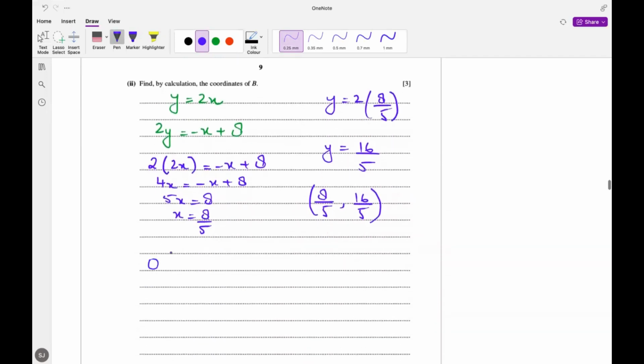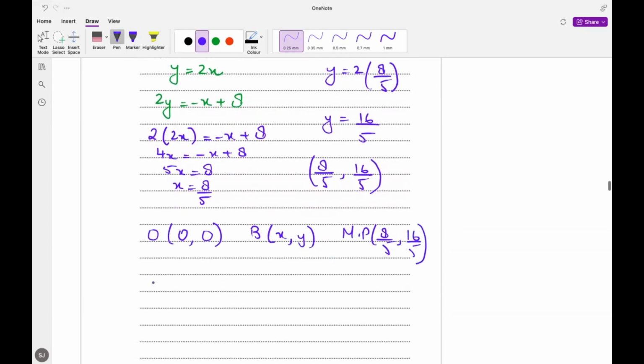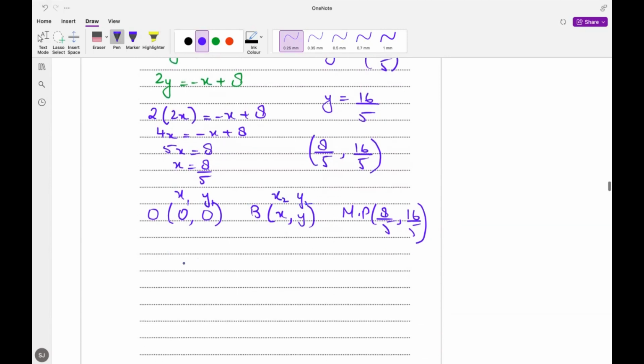Now these coordinates, which are 8 upon 5 and 16 upon 5, are the coordinates of the midpoint of OB. We have the coordinates of O, which is 0, 0. The coordinates of B is x, y, and the midpoint coordinates are 8 upon 5, 16 upon 5. We'll apply the formula for midpoint, which is x1 plus x2. So we can just write x1 over here and y1, and x2 and y2 with the coordinates of B. So 0 plus x upon 2, comma 0 plus y upon 2 will be equal to the midpoint, which is 8 upon 5 and 16 upon 5.